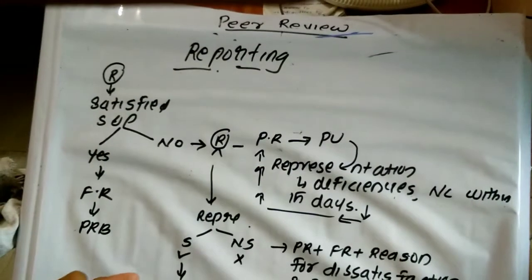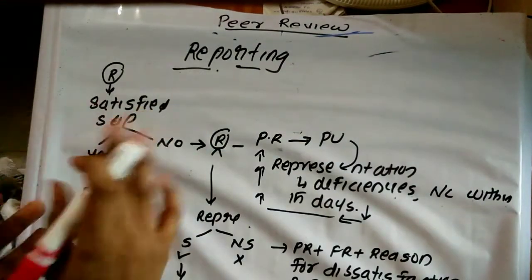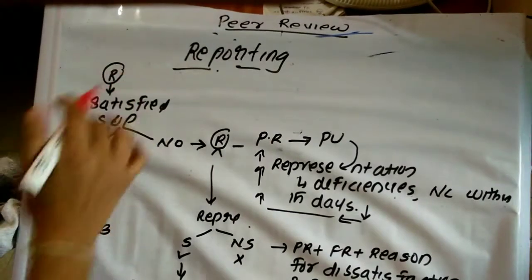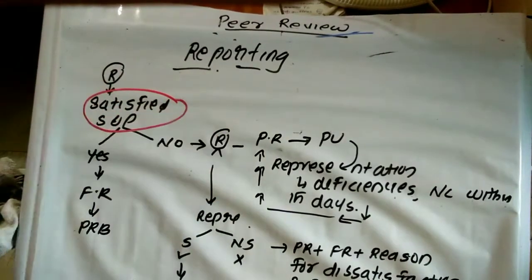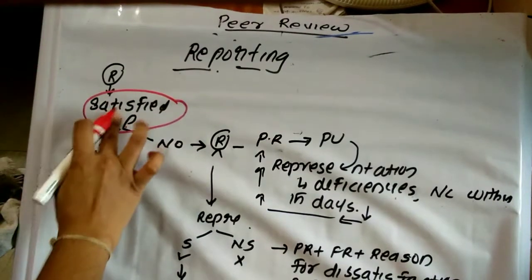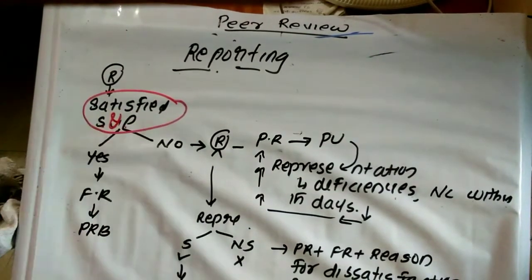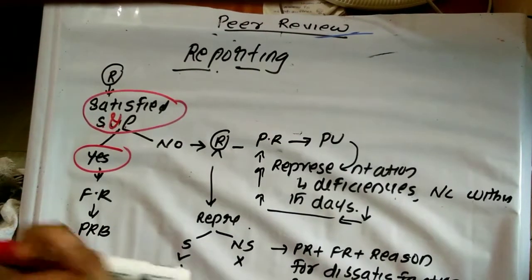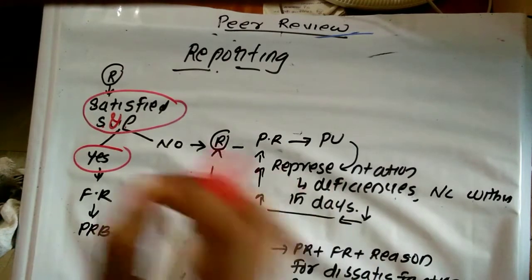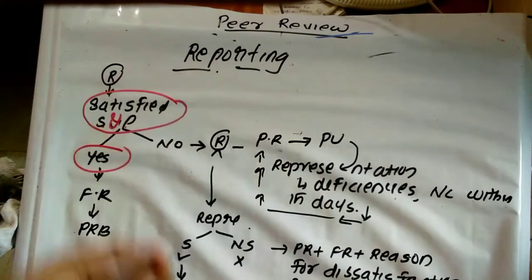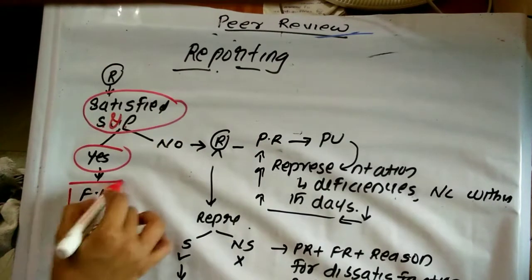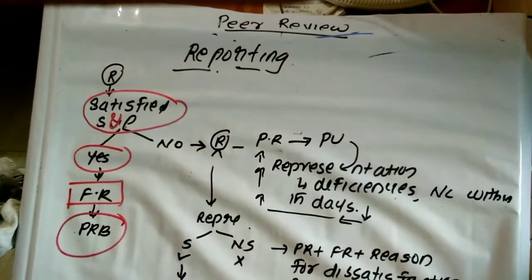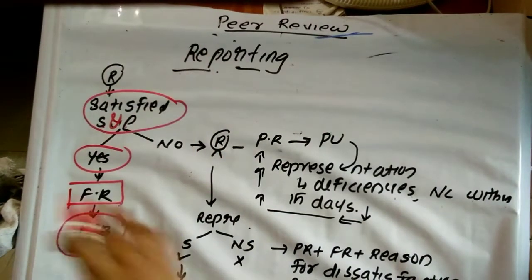So the peer reviewer, after conducting the execution planning stage and execution stage, will get a conclusion from the execution stage. First of all we have to check whether the reviewer is satisfied with the systems and procedures. Suppose the reviewer is satisfied with the systems and procedure, that is, the practicing unit is correctly applying the systems and procedures so as to enhance the quality of attestation services. In that case, they submit the final report to the peer review board. This is the first case, first probability.